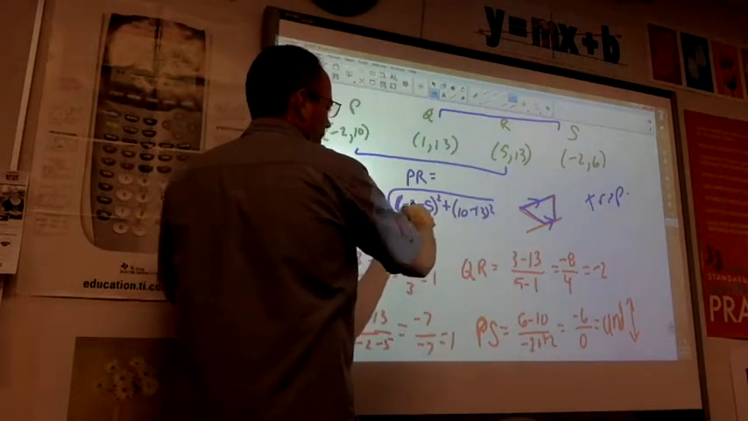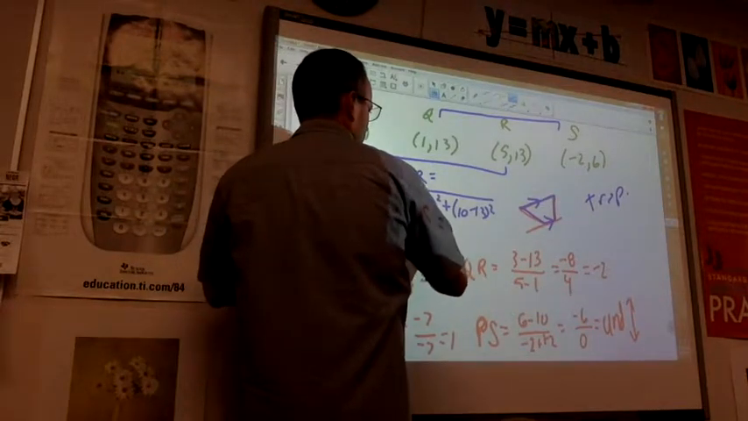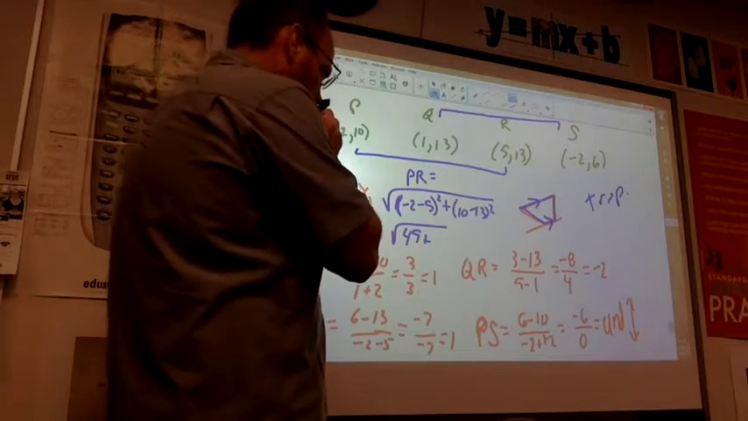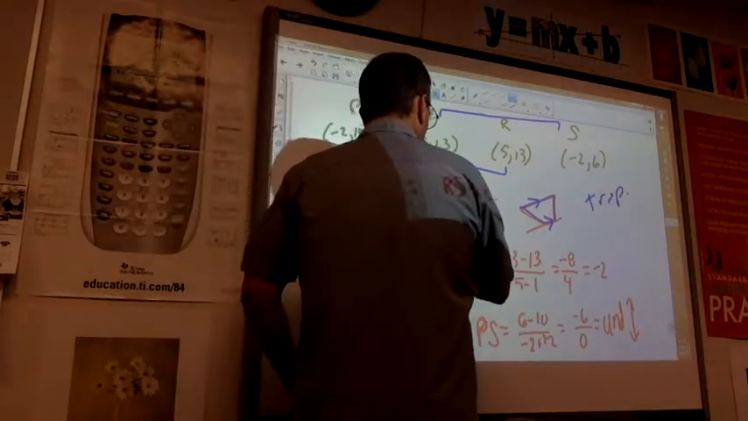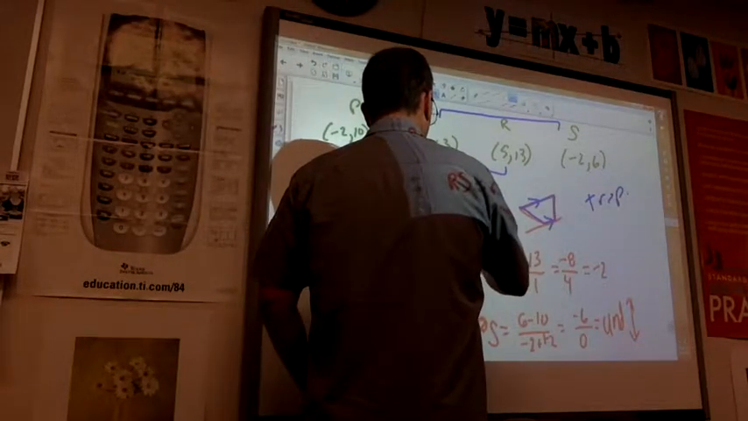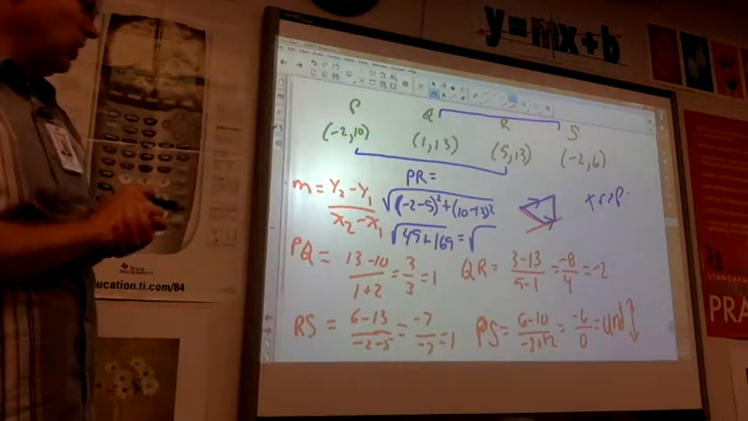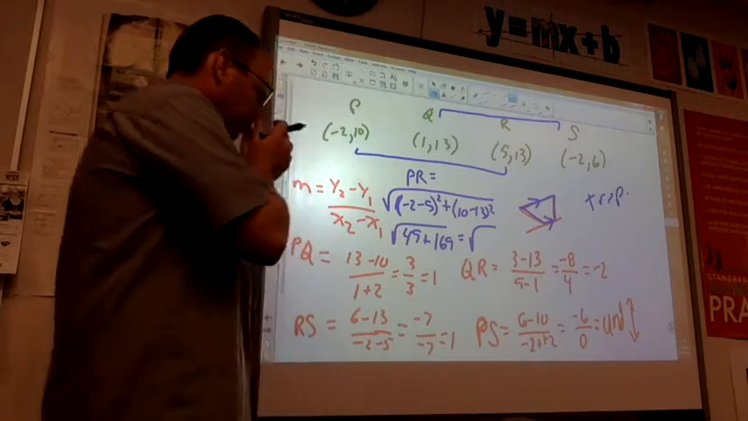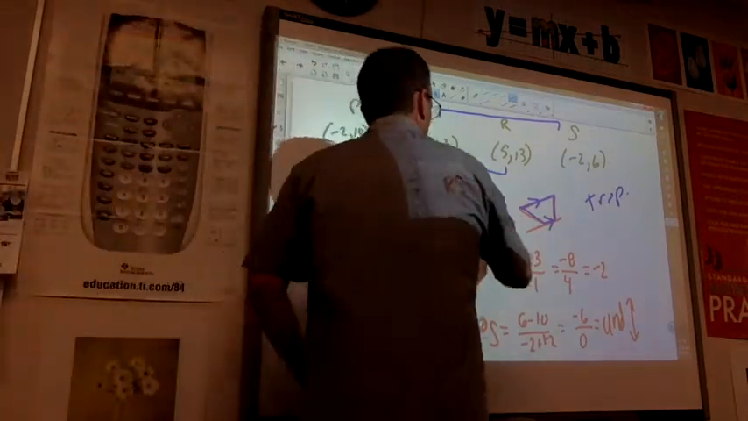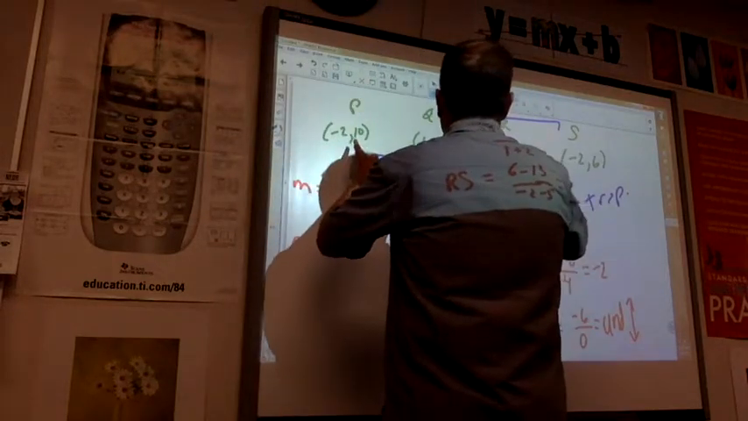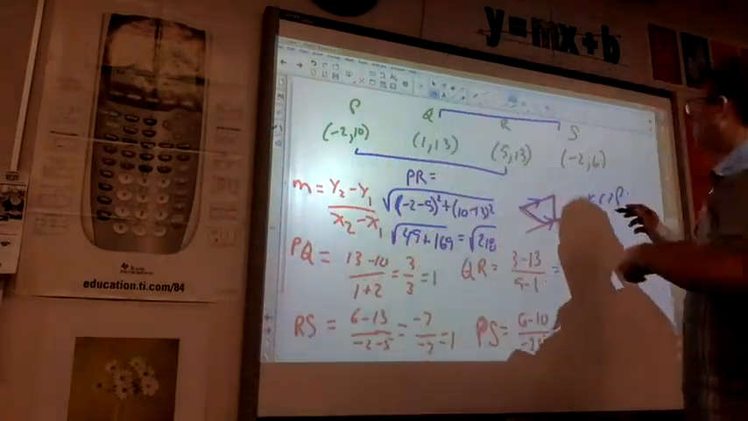That's 49 plus 13 squared is 169, which is equal to 49 plus 169. How much is that? 218. Is that right? 218. So that's the length of PR, and then QS. Did I do that right?